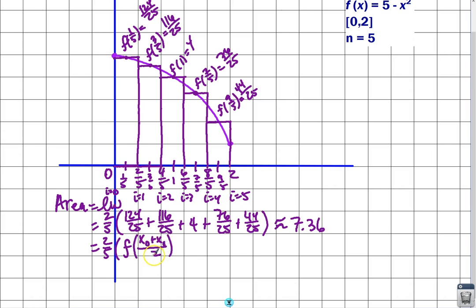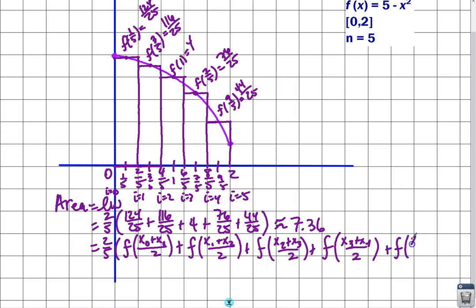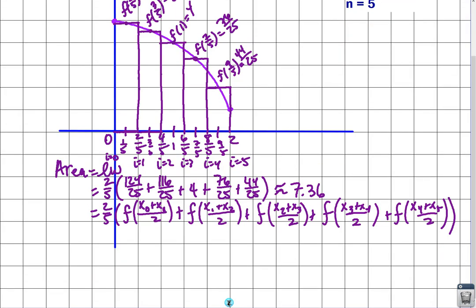I'm using my midpoint formula, because if I add those two together and divide by 2, that gives me the midpoint. And this was x1 plus x2 over 2. This was f of x2 and x3 over 2, x3, x4 over 2, and then f of x4 over 2. All of that was multiplied by 2/5. Whew, that looks intense, but it's really, honestly and truly not that bad.